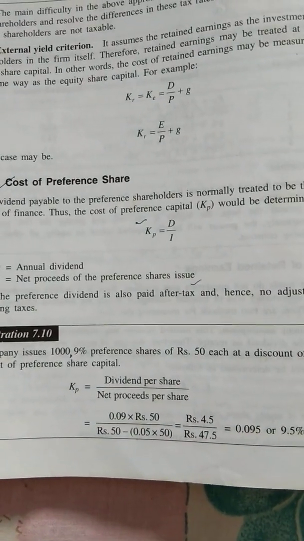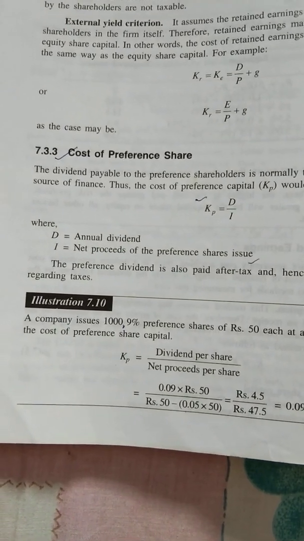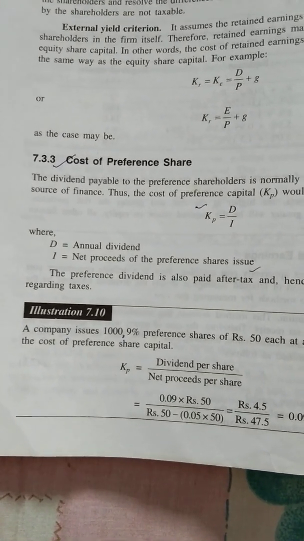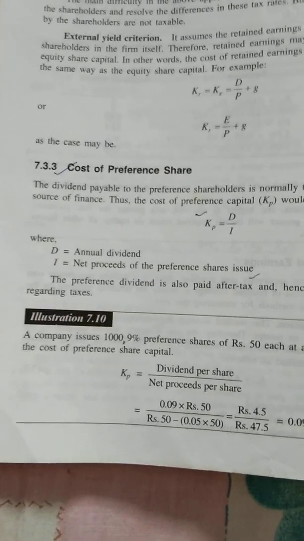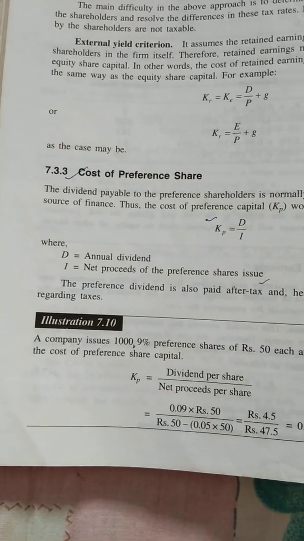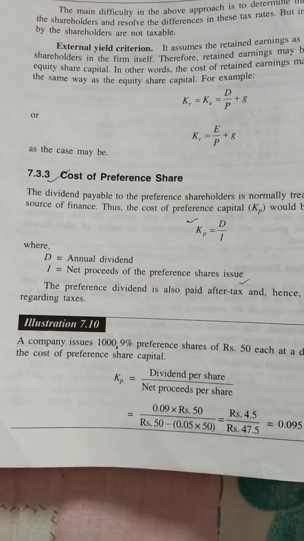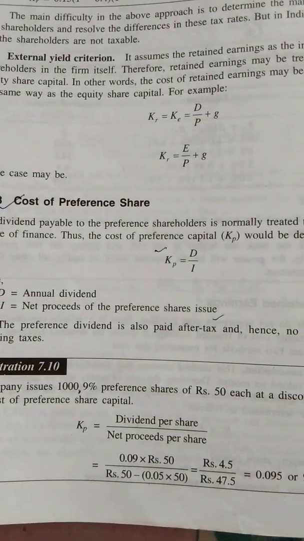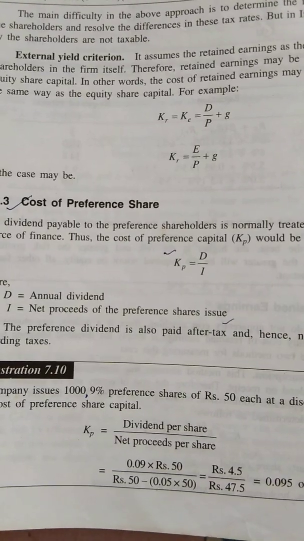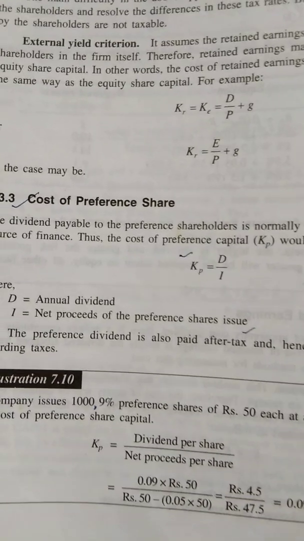In earlier class, I have discussed about cost of equity. Today we will discuss about cost of preference and cost of debt. Before going to discuss about cost of preference shares, I have to discuss about the cost of reserve. The cost of reserve is actually treated at par with equity. If the cost of equity is 15%, in that case cost of reserve will also be 15%.